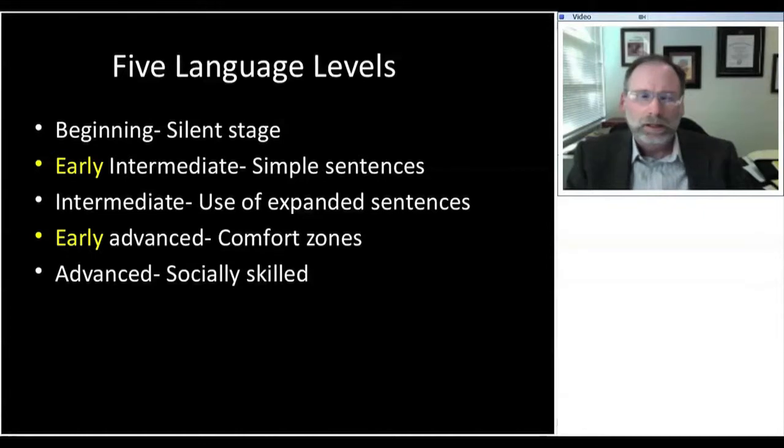Another stage is the advanced stage, and what characterizes that is that the language learner is very socially skilled, can tell jokes, can also lead discussions, can synthesize what others are saying. Let's move on.